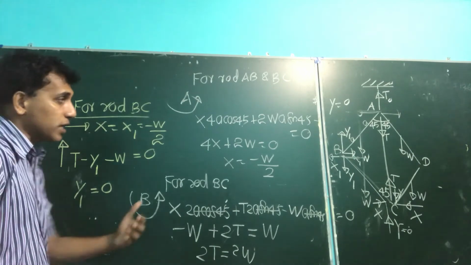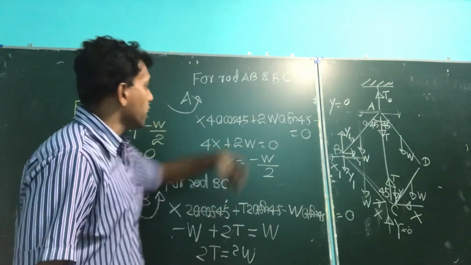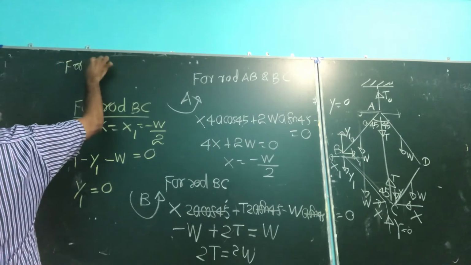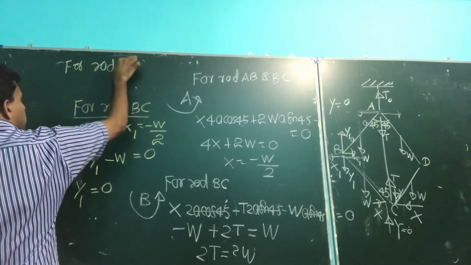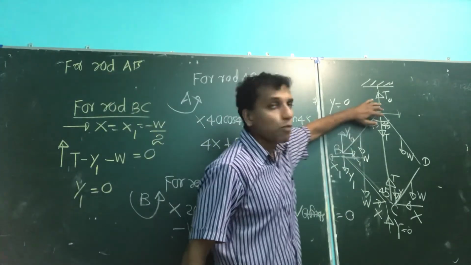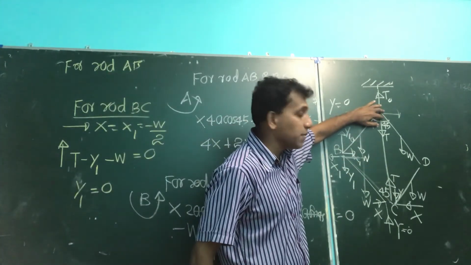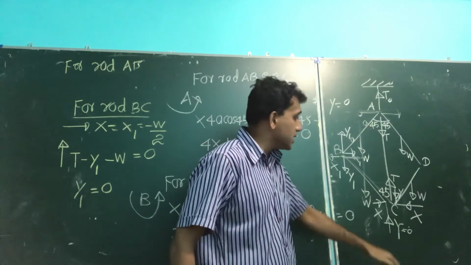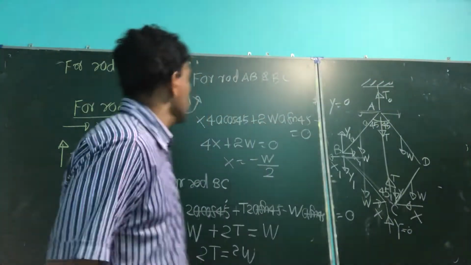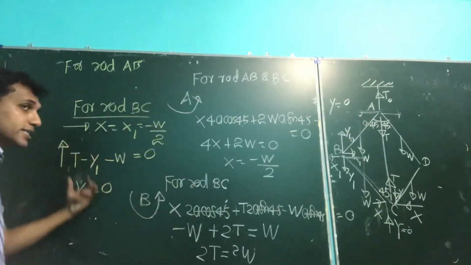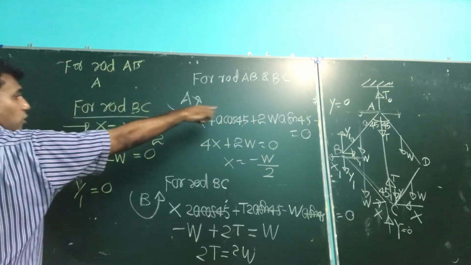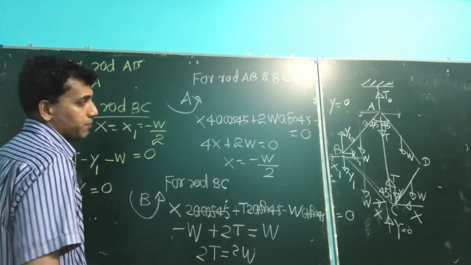If you have any doubt, I can show another method also. For rod AB, take moments about A. Or for rod BC, take moments about C. Both come similar, the same idea, right? For rod AB, you have the answer. For rod AB, take moments about A.